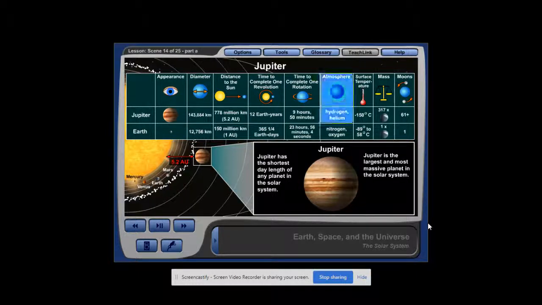Jupiter has a very thick atmosphere made of hydrogen and helium that acts like a window curtain and scatters what little light the planet receives at this great distance from the Sun. As a result, the average temperature of Jupiter's atmosphere is about -150 degrees Celsius. Additionally, Jupiter has at least 61 moons in orbit around it, which is the most of any planet in the solar system.